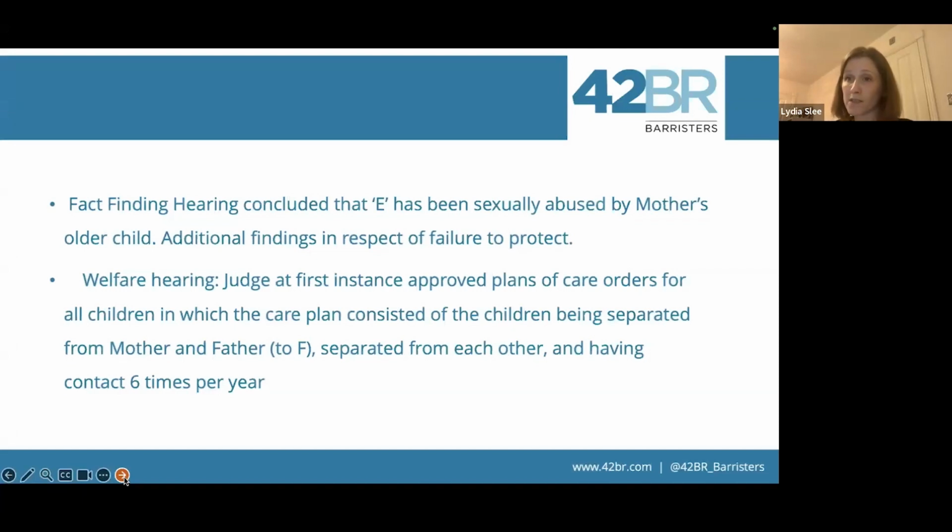A 6-day welfare hearing followed, whereby the local authority sought care orders, and the plans for those children were that they were going to be placed in foster care separately from each other, and therefore they were going to be removed not only from their parents but from each other, and the contact arrangements were proposed at 6 times per year.